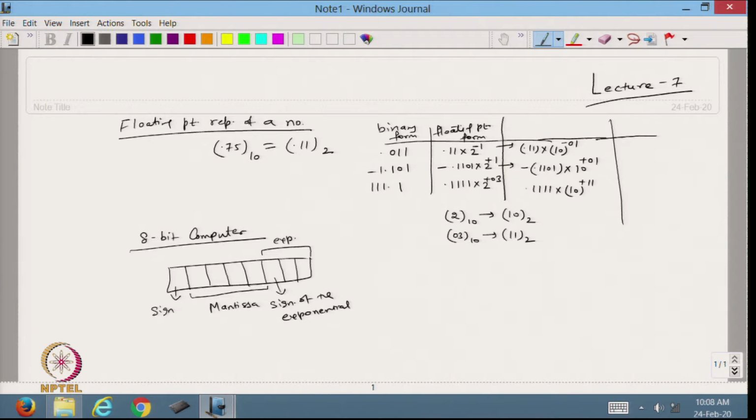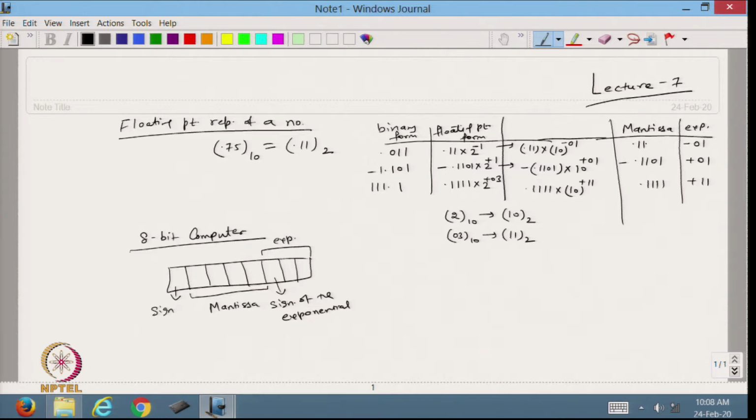So in this case the mantissas are 0.11, 0.1101, and 0.1111. So that is the mantissa, and the exponent parts are -01, plus 01, and plus 11. So that is the exponent part.